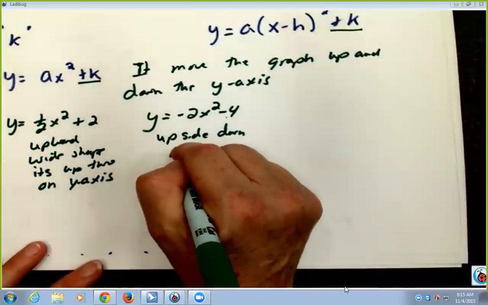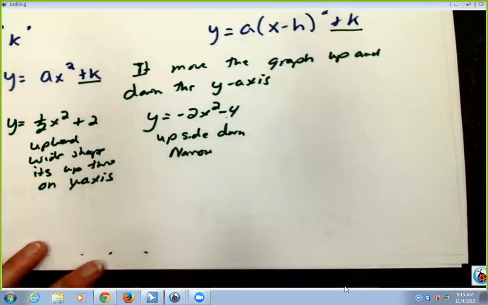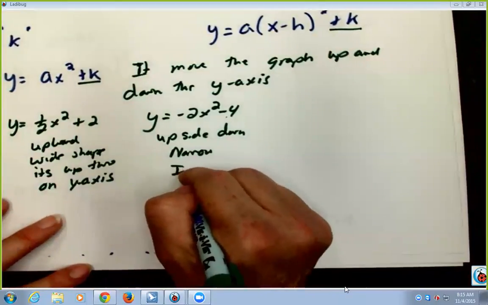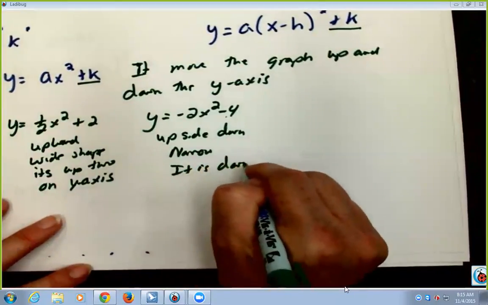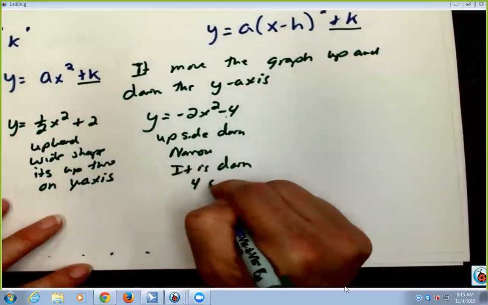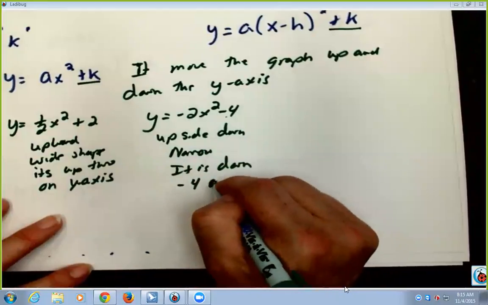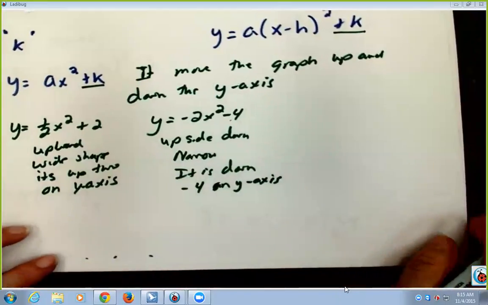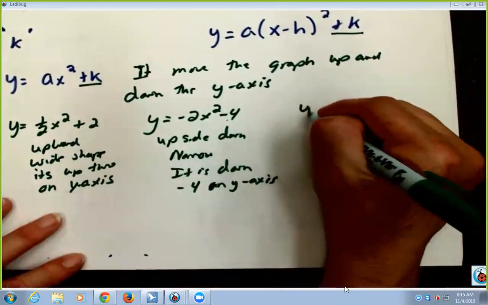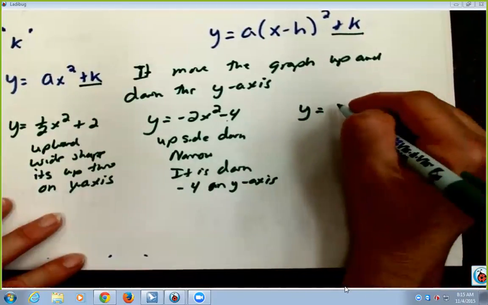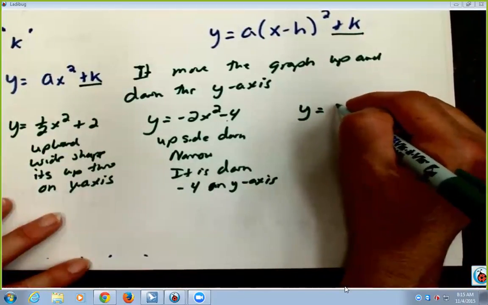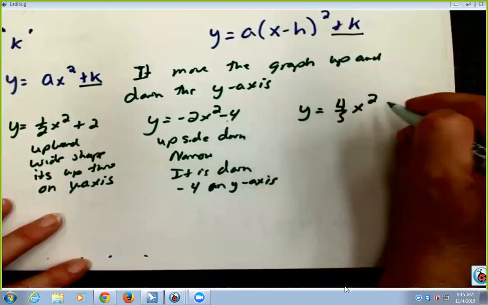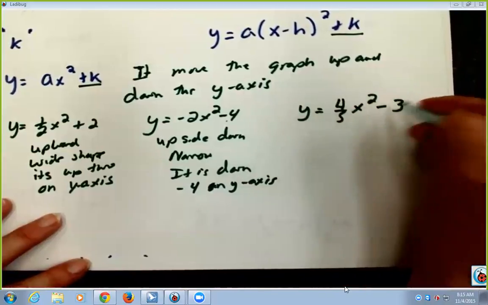It is narrow, and it is down a negative 4 on the y-axis. Okay, and the last one, y equals 4/5 x squared minus 3.